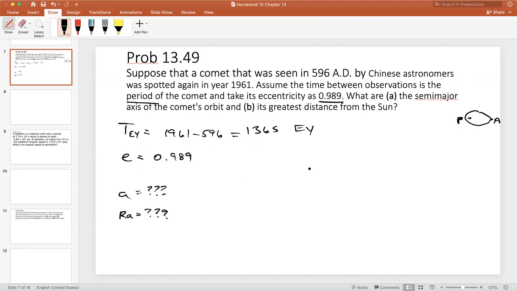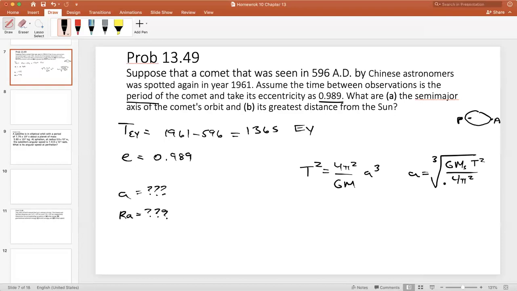Remember that we can find A from T squared is equal to 4 pi squared over GM times A cubed. And that means that A is the cube root of G times the mass of the sun times the period squared over 4 pi squared. Remember that the M in this equation is what the object is rotating around, and the object in this problem is a comet orbiting around the sun, not the Earth.